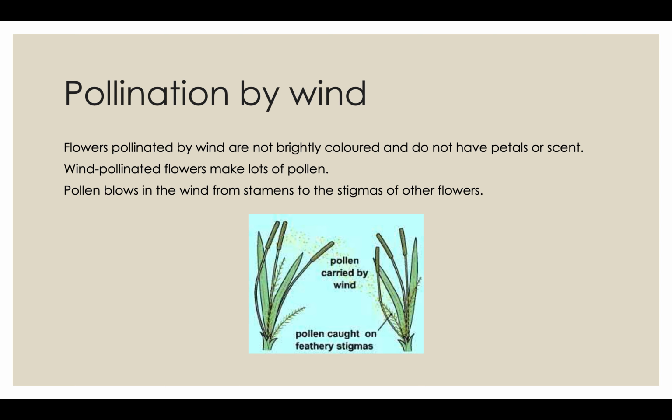Okay, so pollination by wind. How does that happen? Well, flowers pollinated by the wind are not brightly colored and do not have petals or scent, because wind-pollinated flowers make lots of pollen, and pollen is blown in the wind from the stamen to the stigma of other flowers.